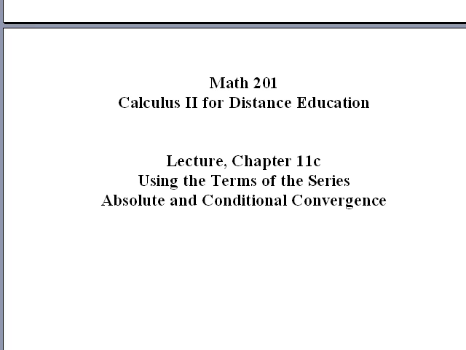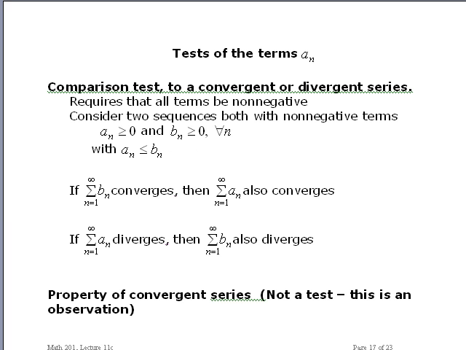This is lecture 11C for Calculus 2 on using the terms of the series to test for convergence, and also on absolute and conditional convergence. In this lecture, I'm just going to go over some of the tools, some of the tests that are used on the terms of the series to determine if it converges or diverges.